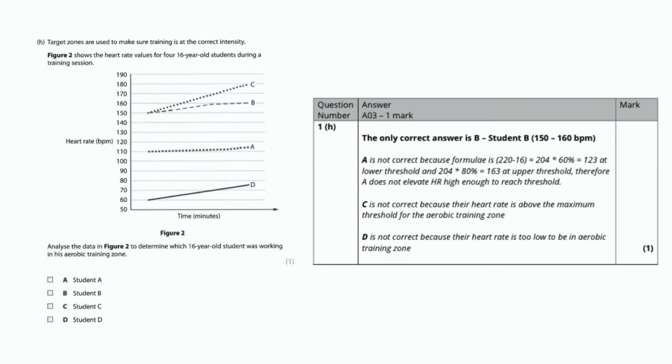So we know that these students, in order to be working in an aerobic training zone, need to be working between 122 and 163 beats per minute for their heart rate. If we look back to the graph, the only student who is doing that for the whole period is student B. Student C is in their aerobic training zone to start with, but they soon move out of that. A and D are working below, and B is the correct answer. So B, student B.